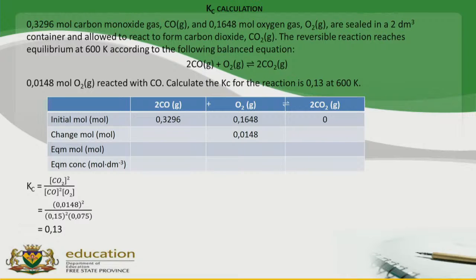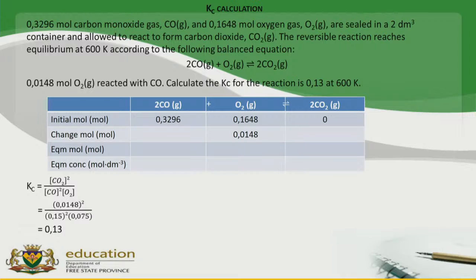So I personally prefer to include the arrows to show that on the left hand side I'm dealing with reactants, and on the right hand side I'm dealing with products, so that I can remember which ones will decrease and which ones will increase. But that's just my personal preference.